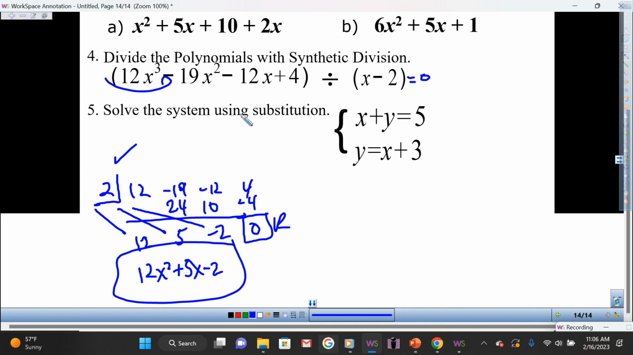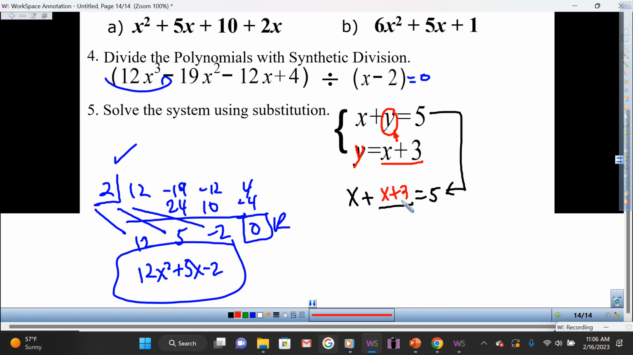All right, next, 5, solve by substitution. What does that mean, Mr. Q? That we substitute one equation into the other. So which one's already solved for one variable? The bottom one. What is y? Y is what? X plus 3. Which means on the first equation, instead of writing y there, what do I write? X plus 3. So that means I'm going to bring this equation down, and I write x plus blank equals 5, and what goes in the blank?